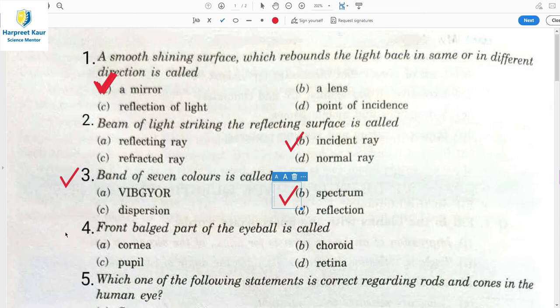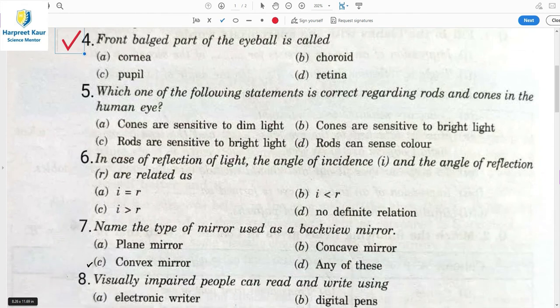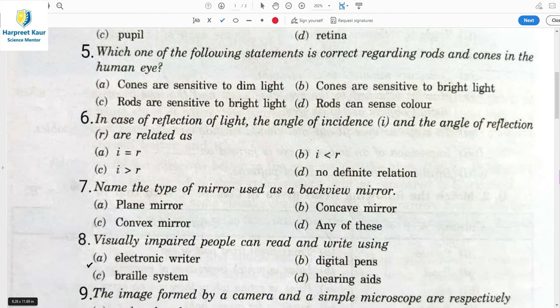Question 4, front bulged part of the eyeball is called. Option A, cornea. Question 5, which one of the following statements is correct regarding rods and cones in the human eye? There are 2 types of cells in the eye, cones and rods. Rods are sensitive to dim light, whereas cones are sensitive to bright light. So option B is the right answer.